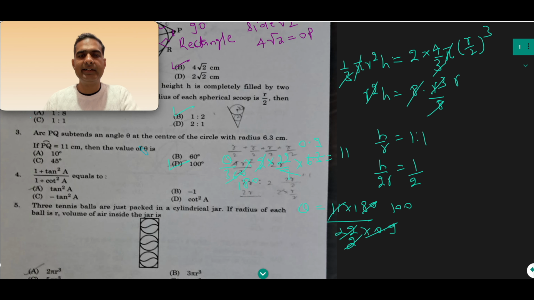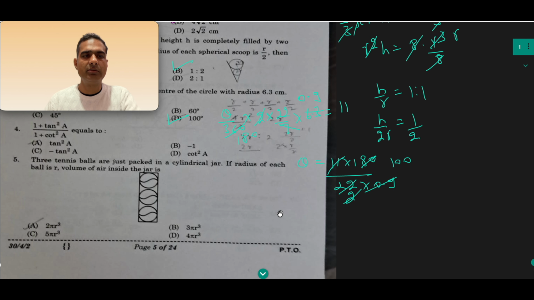So this was the direct application of the formula for the length of arc of a circle. Theta by 360 into 2 pi r, substituted everything and equated the length of the arc with the given length, 11 centimeter, and solved. We got the value of theta as 100 degree.